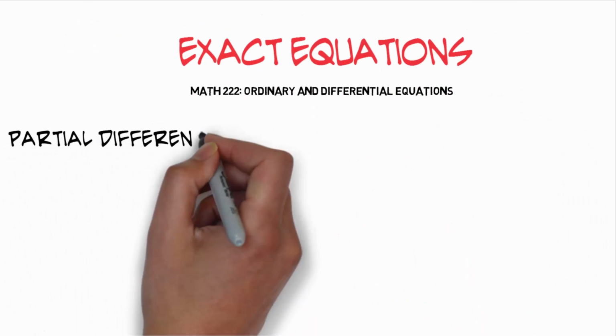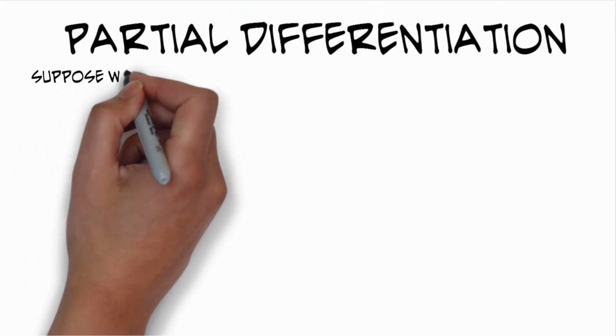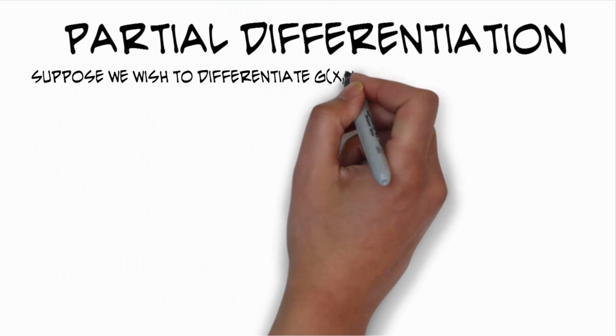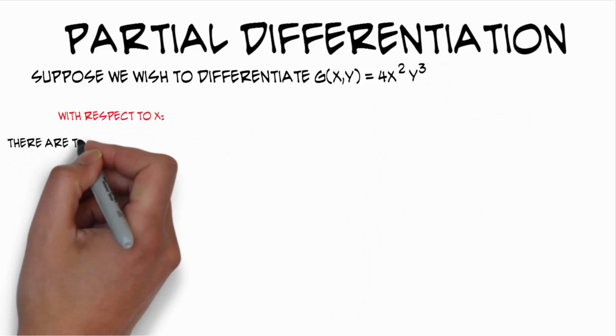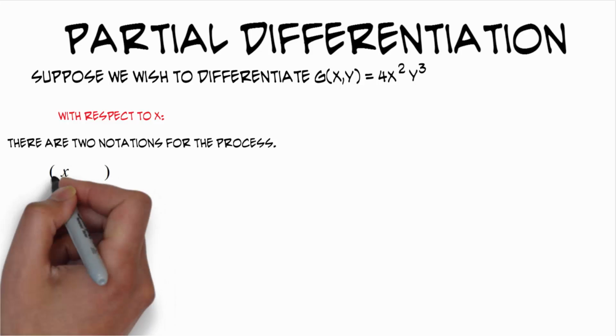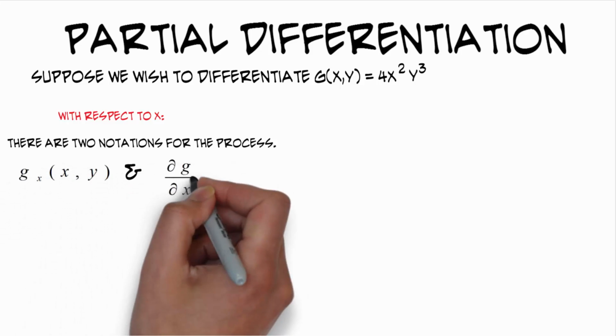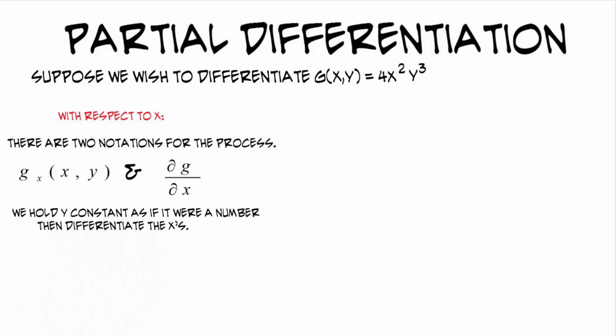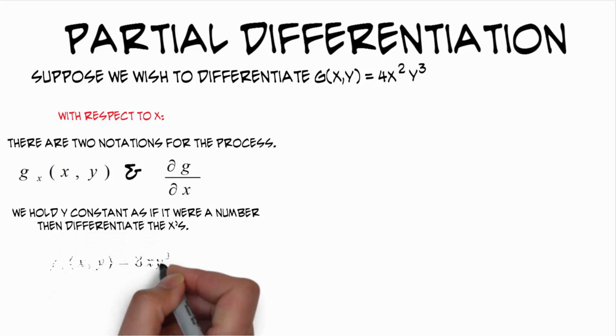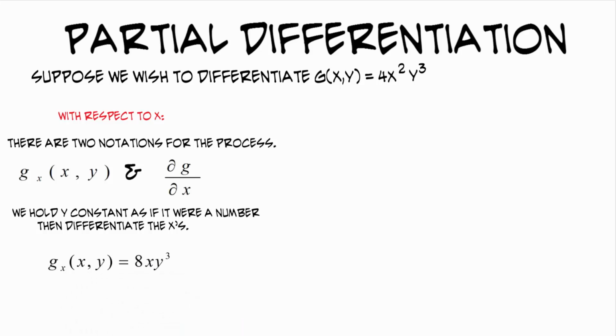Partial differentiation. Suppose we wish to differentiate g with respect to x. There are two notations for this. We hold y constant as if it were a number, then differentiate the x's. In this case, the partial of g with respect to x is 8x times y cubed.